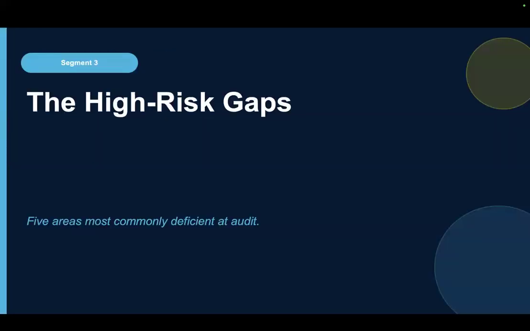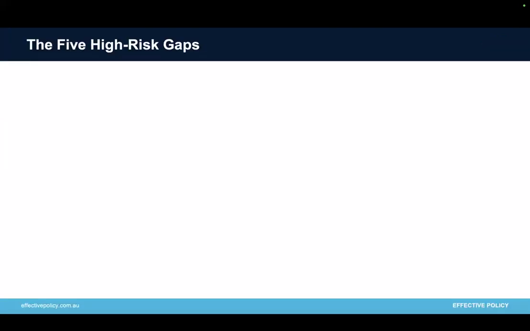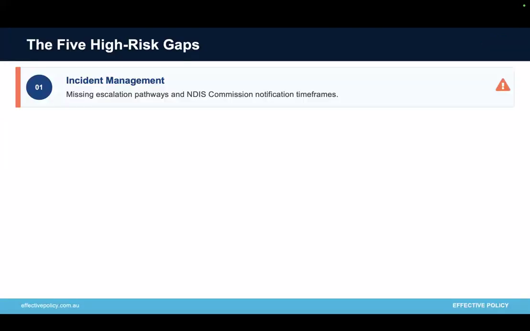The high risk gaps that I was talking about. These are 5 areas of the most commonly deficient that we find at NDIS audits, the 5 most common deficiencies for high risk areas. In incident management, there's often a missing escalation pathway and the NDIS Commission timeframes.